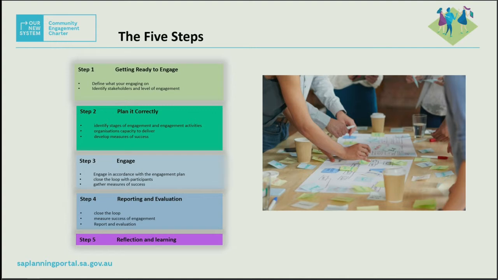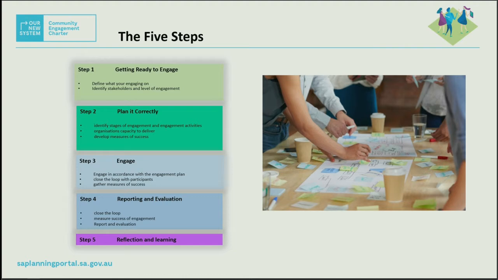in terms of making sure that your engagement plan is right and steers the way for a great engagement process. It helps you to define what you're engaging on, identifying the stakeholders, identifying when you're going to engage and what engagement activities you will undertake. It makes you consider what your organisation's capacity is to deliver, whether you have the budget or the expertise or the time frame that you need to do what you want to do, and it also requires you to think about developing measures of success, which I will go on to later.